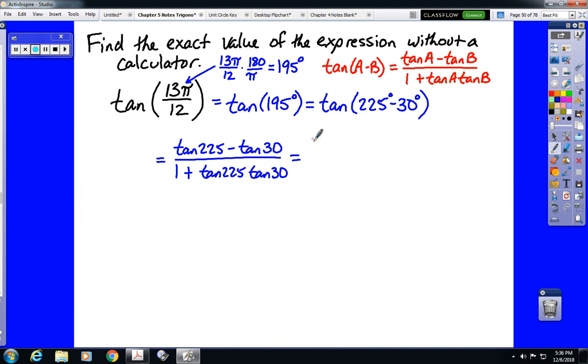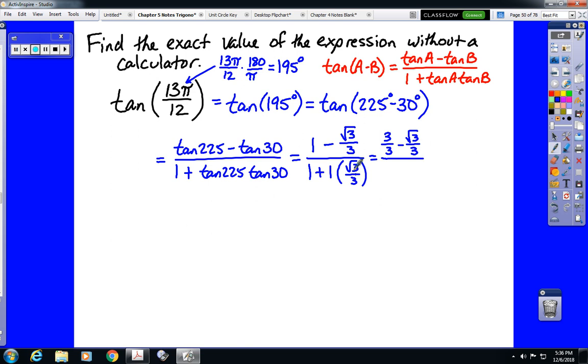So, tangent of 225 is 1. Tangent of 30 is root 3 over 3. Over 1 plus, the tangent of 225 is 1. Tangent of 30 is root 3 over 3. Now, this adds another layer of arithmetic difficulty to this problem, because now we're going to have a fraction within a fraction, as well as having that issue with the square roots. So what we need to do is we need to get a common denominator on top and a common denominator on the bottom. So that would be 3 over 3, because that's equivalent to 1, minus root 3 over 3.